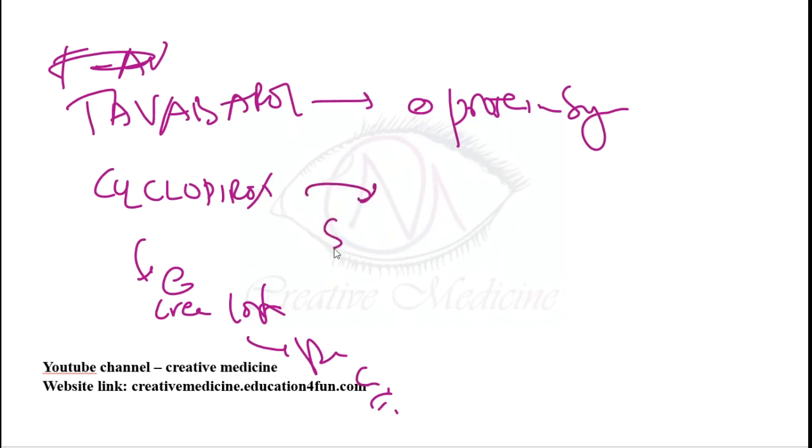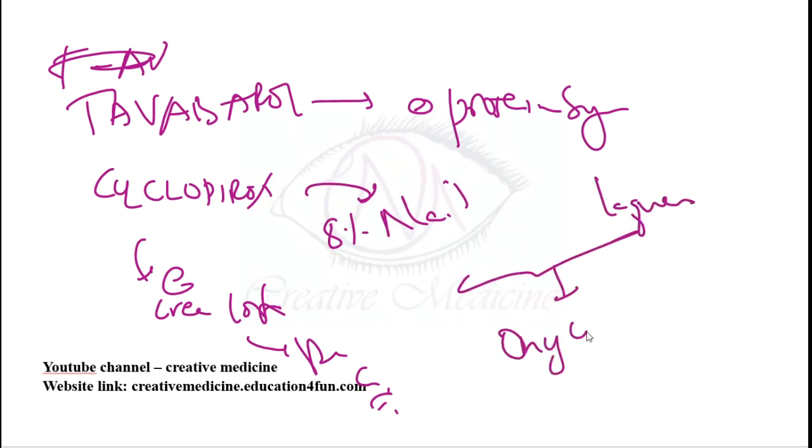Ciclopirox also has an 8% nail lacquer, and it is approved for onychomycosis. So tavaborole inhibits fungal protein synthesis. Ciclopirox inhibits the cell membrane, and it is used as a 1% cream or lotion in dermatophytosis, candidiasis and tinea versicolor, and as an 8% nail lacquer approved for onychomycosis.